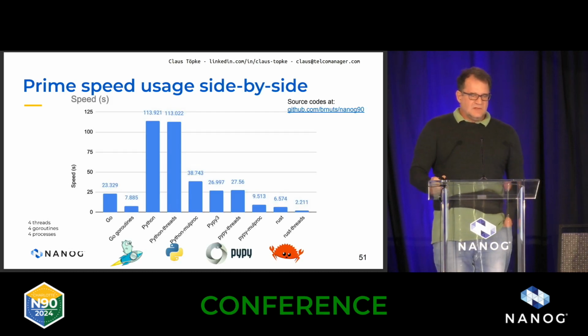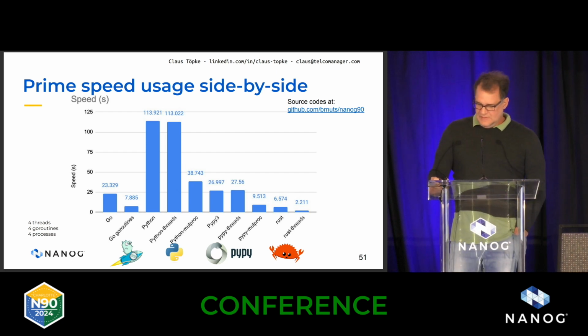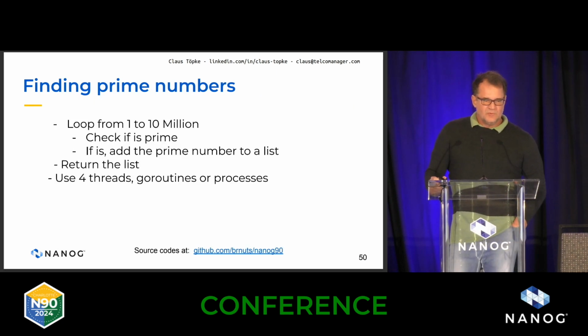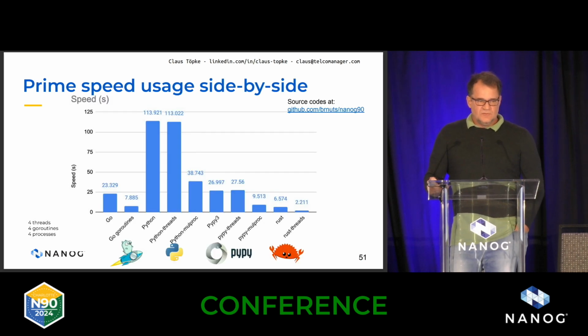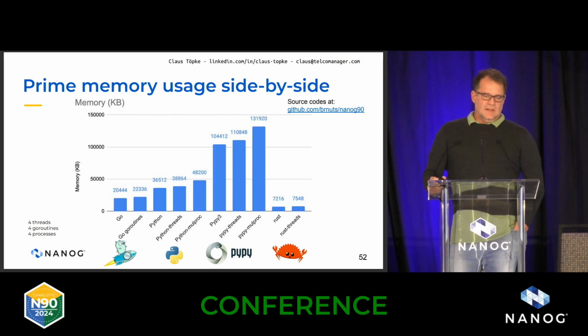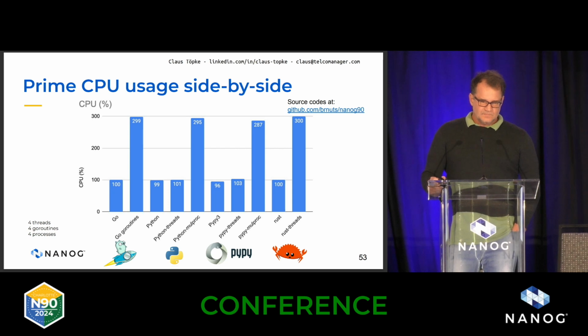Then you can see here the speed for finding prime numbers. The prime numbers were 1 to 10 million, which took forever in Python and much faster in Go. And if you go to Rust, it goes even faster. It's basically 4 times faster than Go. This is the memory usage. Rust wins. And CPU utilization.